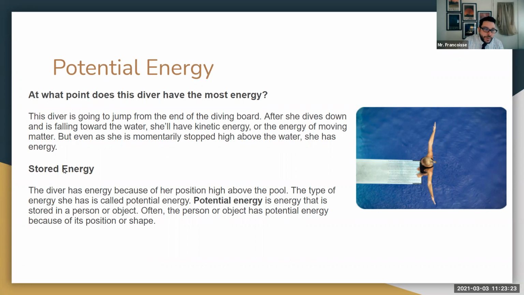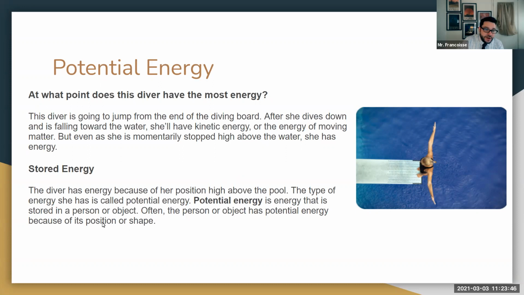That's what we call stored energy. So the diver has energy because of her position high above the pool. This type of energy is called potential energy. Potential energy is the energy that's stored in a person or object. Often the person or object has potential energy because of its position or its shape.